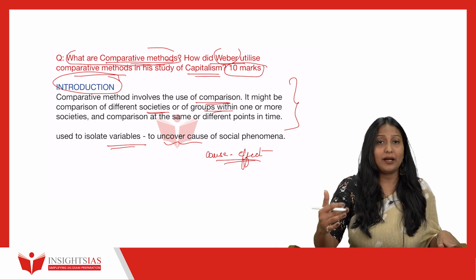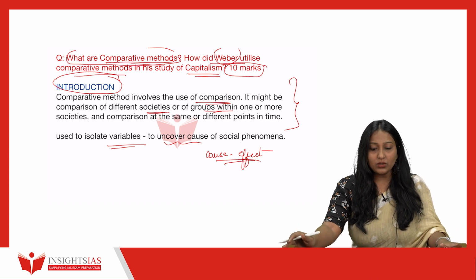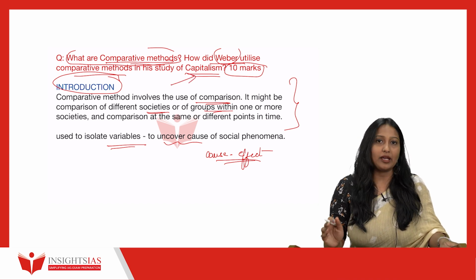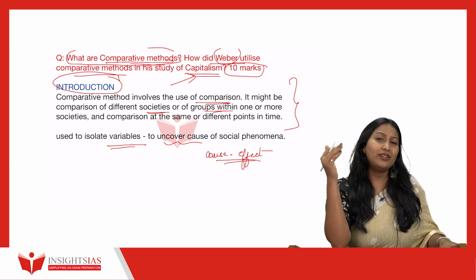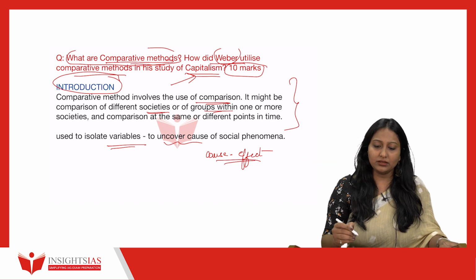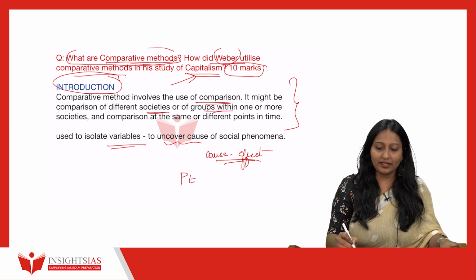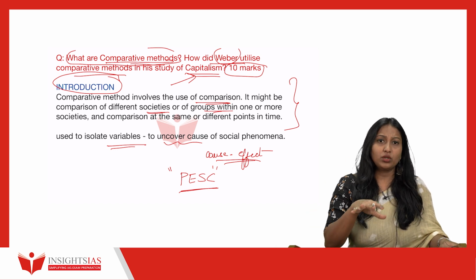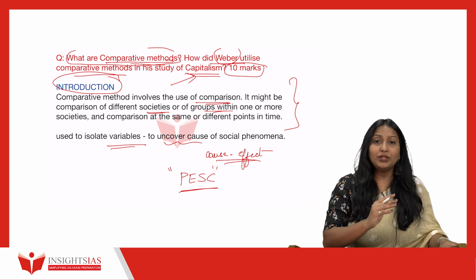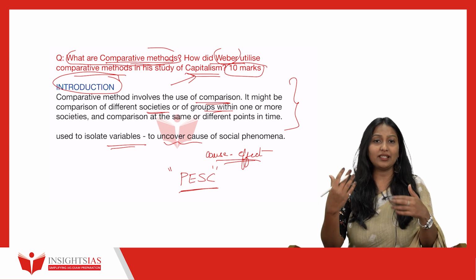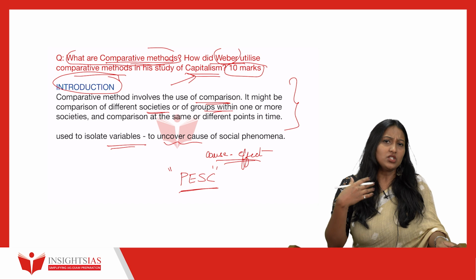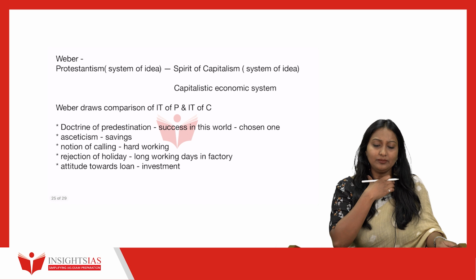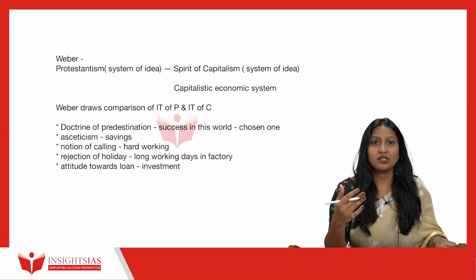Now going to the second part of the question. The question is, how did Weber use comparative study in his study of capitalism? So you should know where Weber studied capitalism. Weber studied capitalism in his book, The Protestant Ethic and the Spirit of Capitalism. In this book, he has studied capitalism and how the Protestant ethics, the Protestants' lifestyle, led to the emergence of capitalism. So when you study this in detail, you'll understand how he uses comparative study.